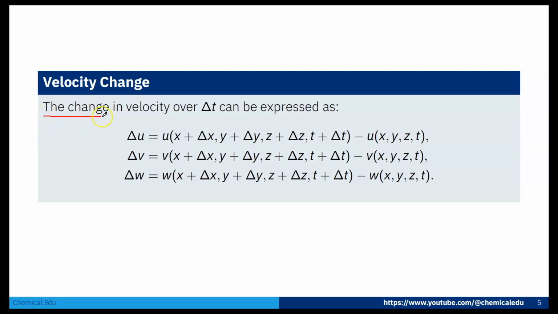Now the change in velocity over del t can be expressed as del u, the change of the velocity. So this is the new velocity at point B and the old velocity at point A. So u of x plus del x, y plus del y, z plus del z, t plus del t, minus u of x, y, z, t. Similarly, del v and similarly del w. So this is the change in velocity over del t.